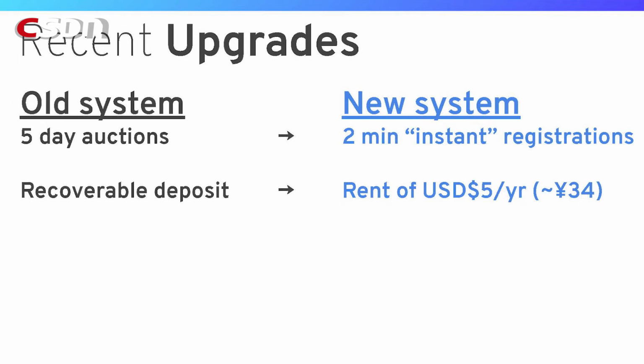In the old system, when you got a name, you had to deposit a certain amount of Ether based on the auction. And if you ever released your name, you got that Ether back. So it was a recoverable deposit. Now you have to pay a yearly fee of about $5 a year. That comes to about 34 Chinese yuan. I'm probably saying it wrong, sorry.